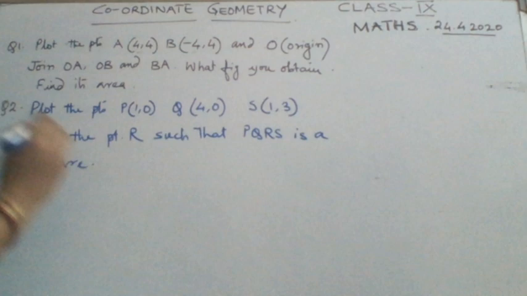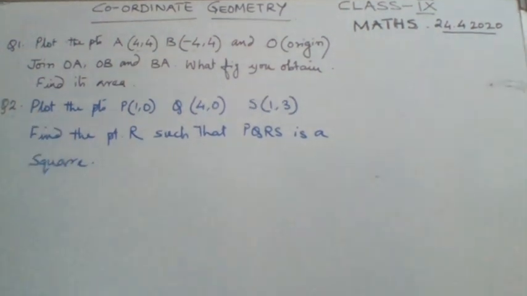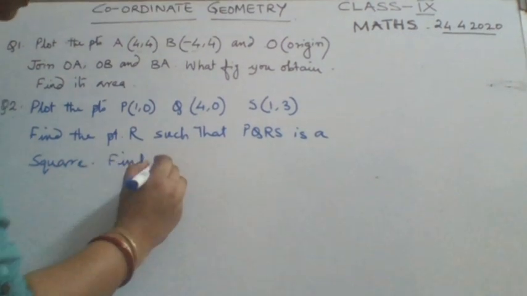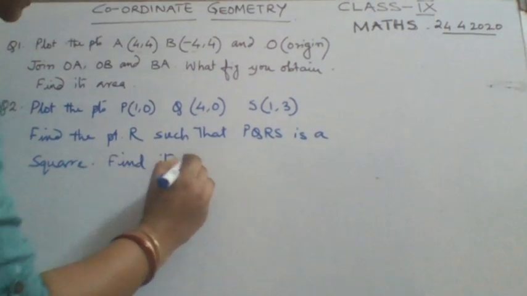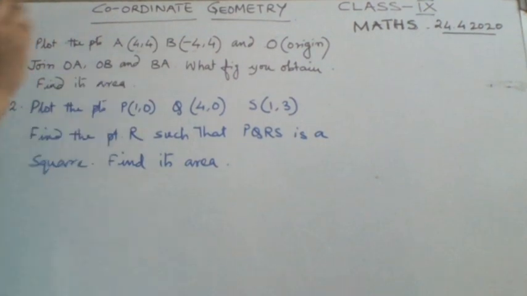Such that PQRS is a square. Find its area. Again, find its area. Okay, so here you need to plot these 3 points. What figure you obtain, you can guess it right now also, because only 3 points are there and you need to find the area of the figure so formed.